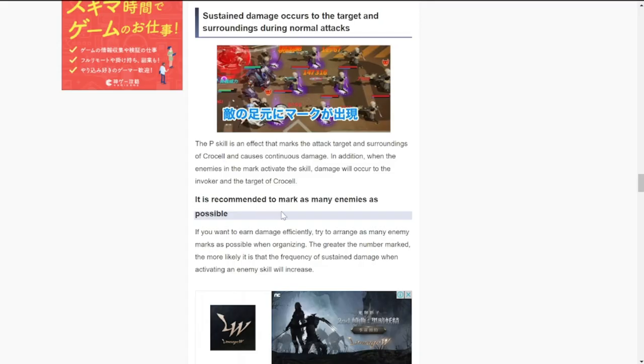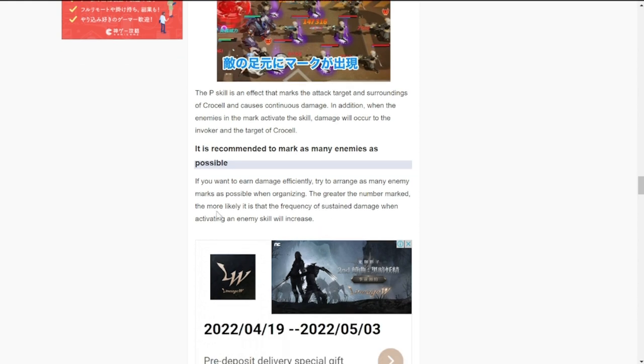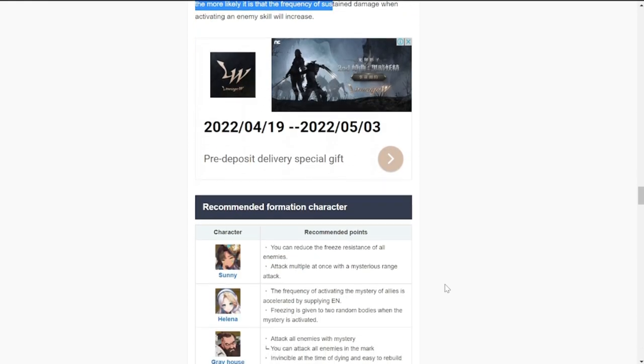It is recommended to mark as many enemies as possible. If you want to earn damage effectively, try to arrange as many enemy marks as possible when organizing. The greater the number marked, the more likely that the frequency and sustained damage when activating the enemy skill will increase. So marks definitely increase damage, so try to mark as many enemies as you can.